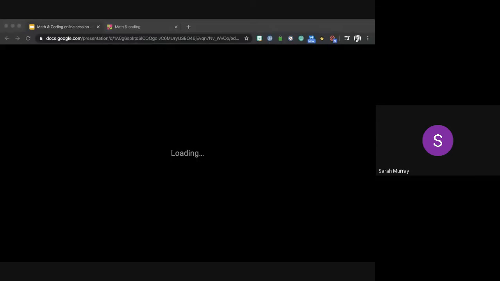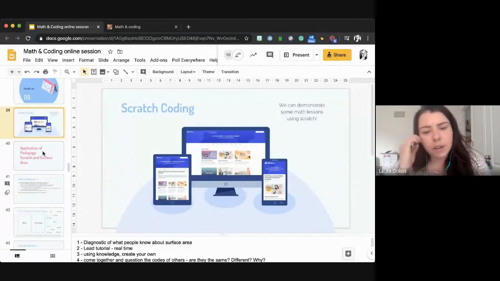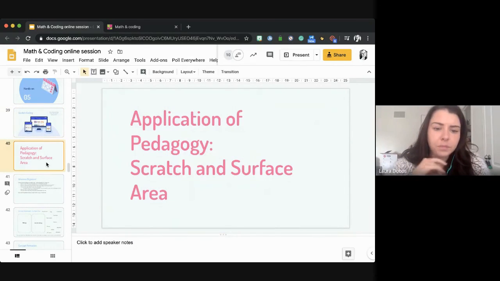All right. Can you guys see my slides? Yes. Perfect. Okay, so Scratch coding. Some of you mentioned that you have seen it or have used it. It's probably one of my favorite technologies to use with students because it is so flexible with what you can do. So, like I said, we're going to be doing the application of the pedagogy that Margie spoke about earlier. We're going to be using Scratch to demonstrate surface area.